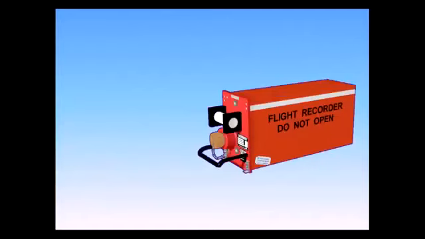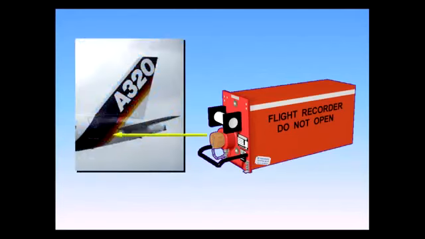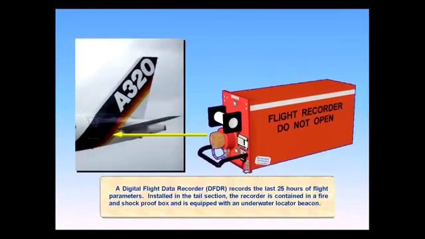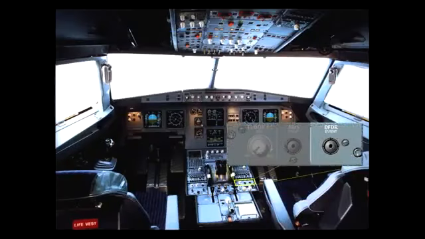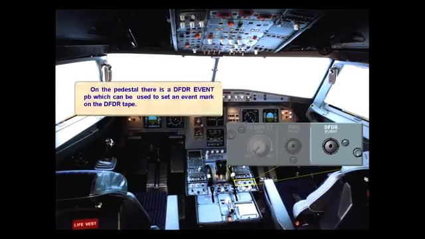A DFDR, Digital Flight Data Recorder, records the last 25 hours of flight parameters. Installed in the tail section, the recorder is contained in a fire and shockproof box and is equipped with an underwater locator beacon. On the pedestal, there is a DFDR event push button, which can be used to set an event mark on the DFDR tape. If a fault occurs with the DFDR, an ECAM caution message will be generated. There are no ECAM actions for a DFDR fault.